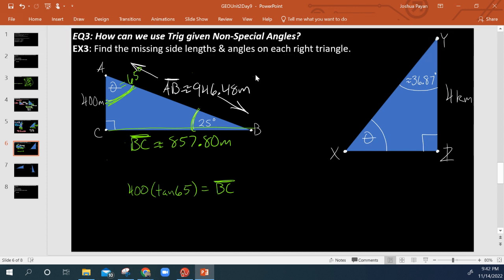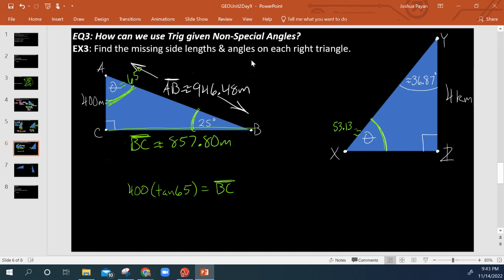Okay, so we know this height of this triangle is 4 kilometers. Let's say we want to go ahead and find the missing hypotenuse. We'll do that first. So we're looking for XY, and if we do the math, 36.87 degrees, we take that away from 90, we get 53.13. Okay, so these are some ugly angles.